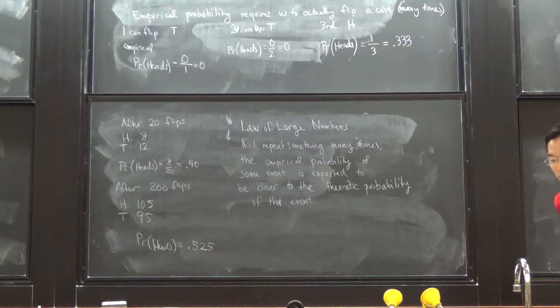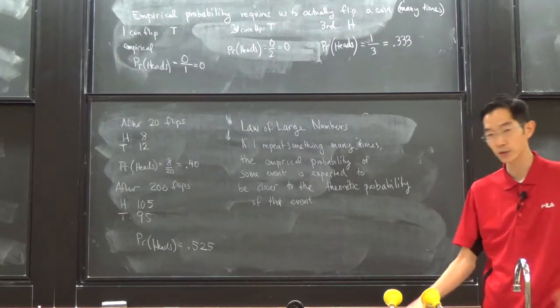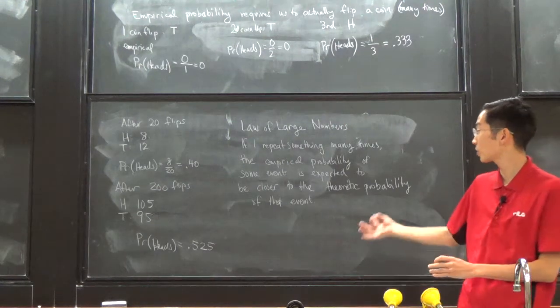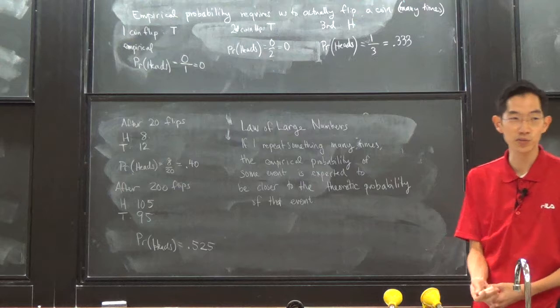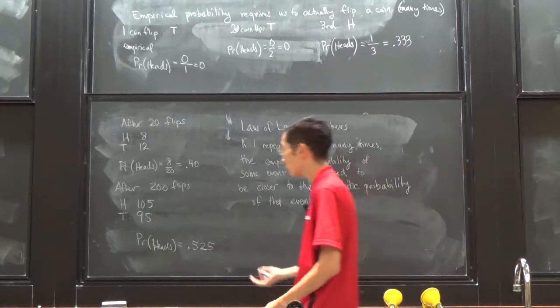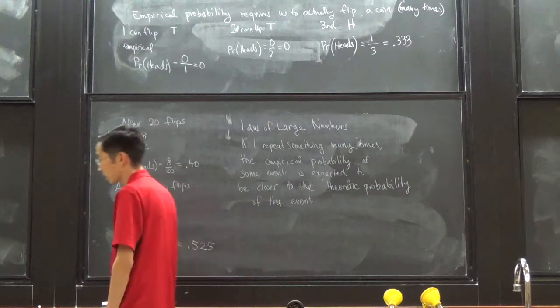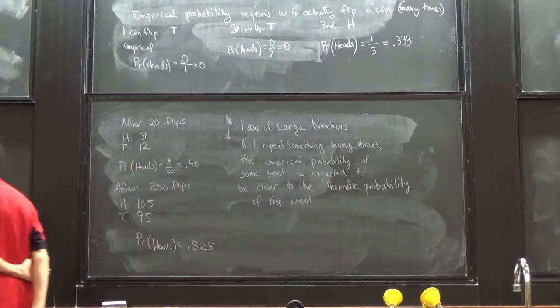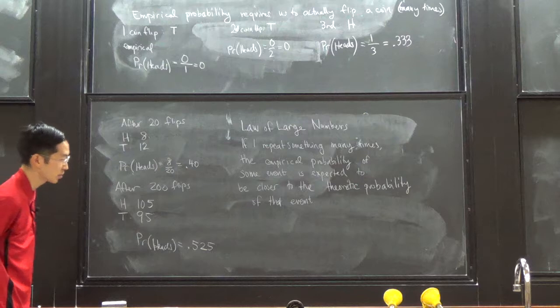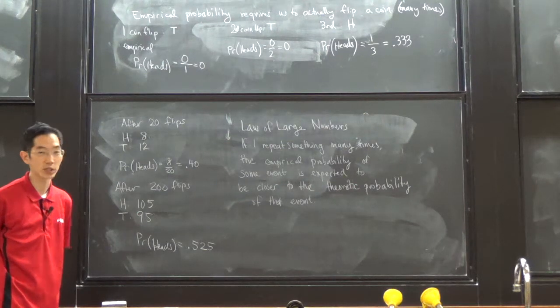But we also can't expect that it will always be close to 0.5 if we've flipped a coin just a few number of times. But after many coin flips, 200 coin flips, or 1,000 coin flips, or so many coin flips, the empirical probability should be, or we can expect the empirical probability to be closer to the theoretic probability after many, many tries.